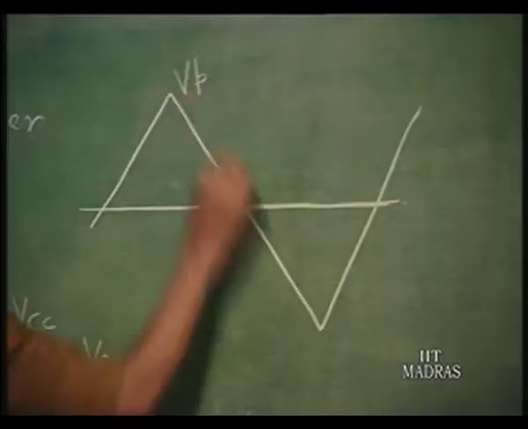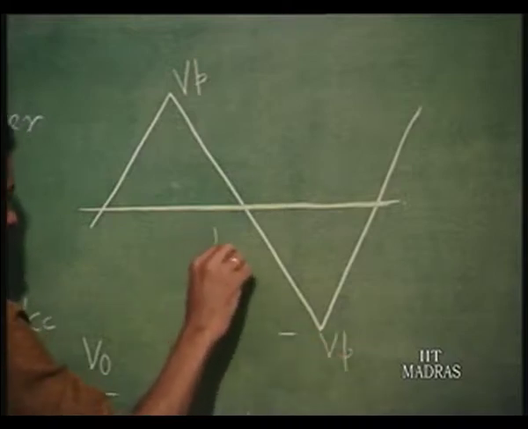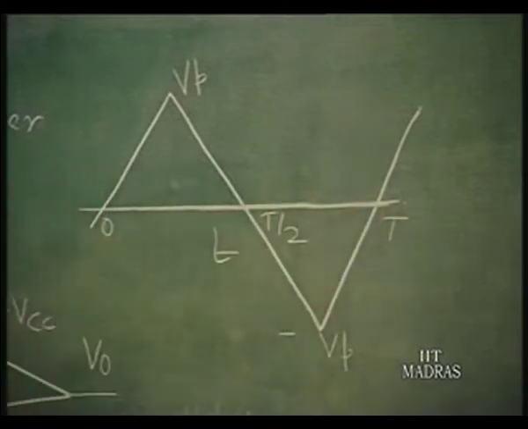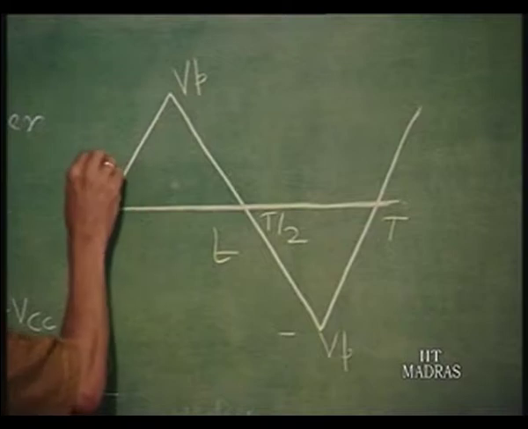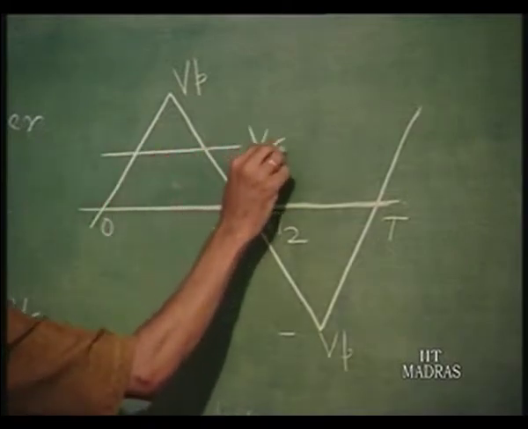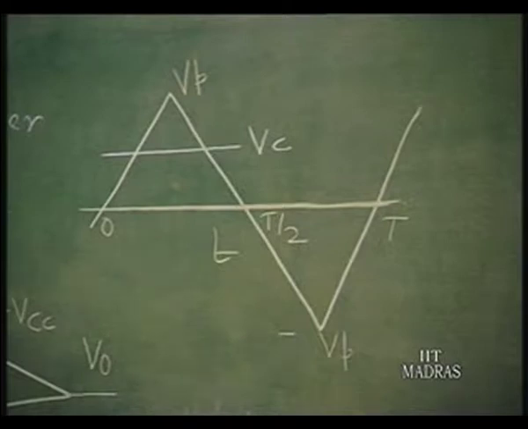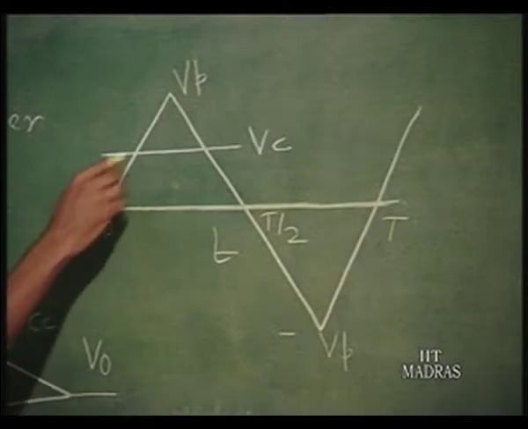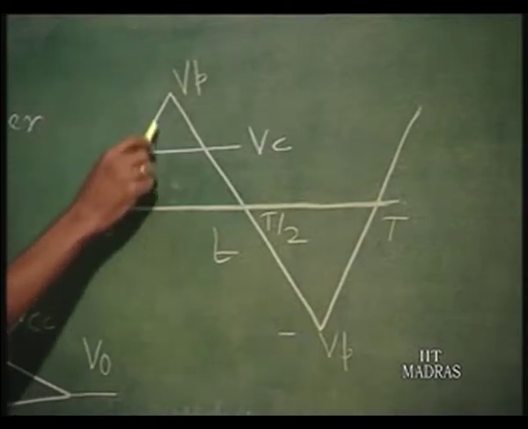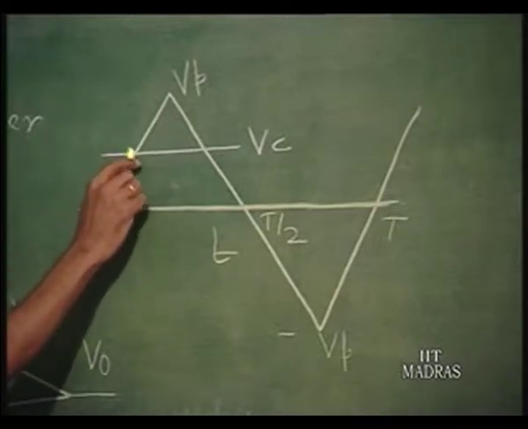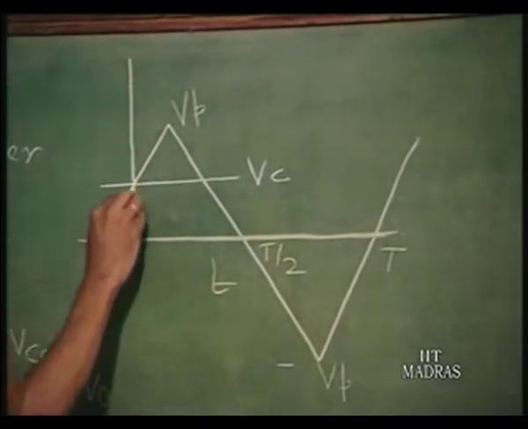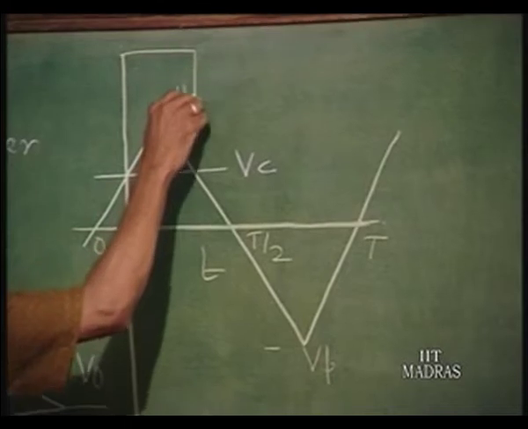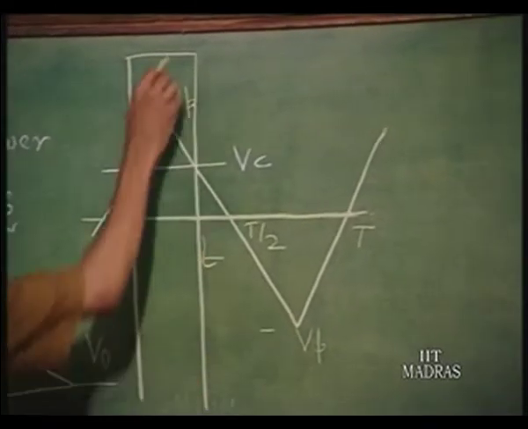So, this is Vp, this is minus Vp, this is the time axis. So, this is 0, this is T by 2, this is T, and we will just, for argument's sake, take this as our Vc, the control voltage. Then the output V naught is going to plus Vs the moment the input voltage here goes above Vc. So, in this range the output would have gone to plus Vs.